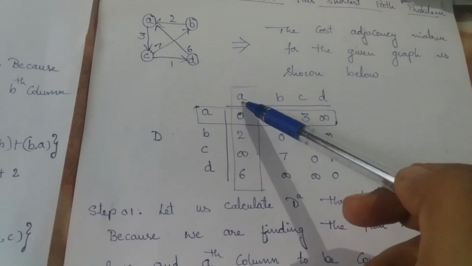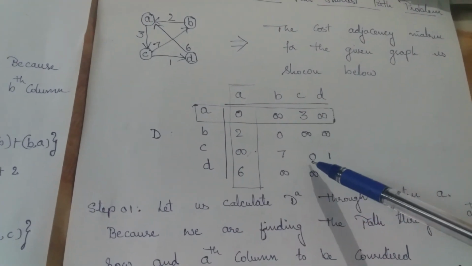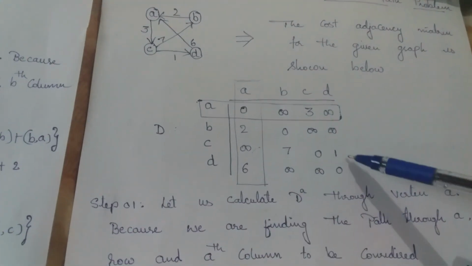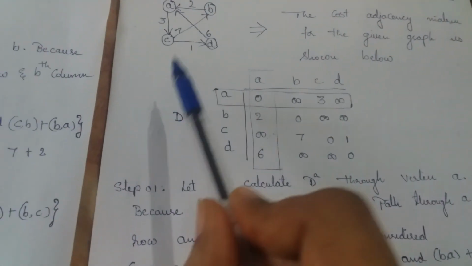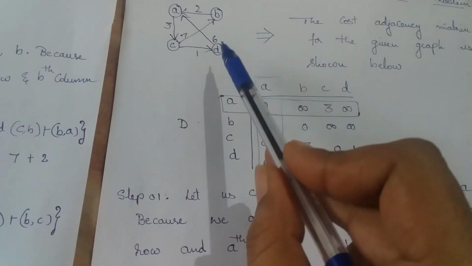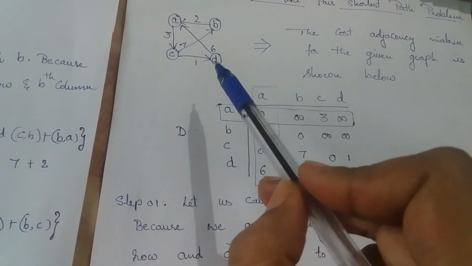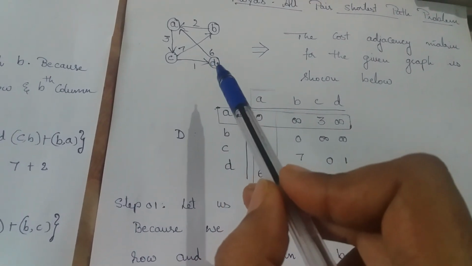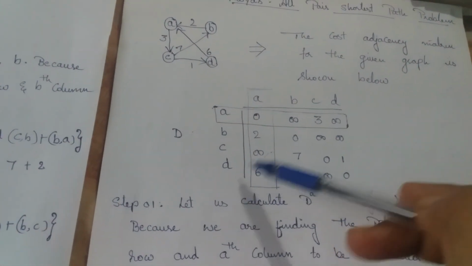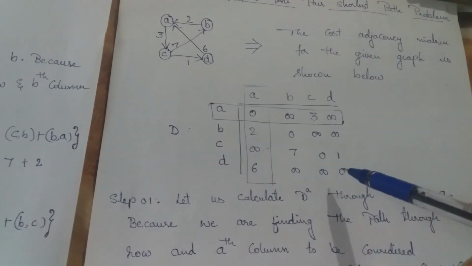Then C to A there is no edge, so I have given infinity. C to C is already marked as 0. C to D there is an edge with a cost of 1, so I have written 1 here. If we consider the vertex D, D to A there is an edge with a cost of 6, so I have written 6 here. Then D to B there is no edge, D to C there is no edge, so D to B is infinity, D to C is infinity, and D to D I have marked as 0 because it is diagonal.